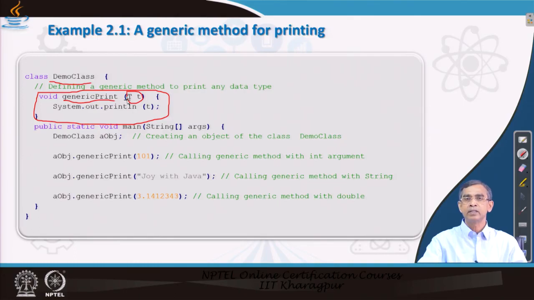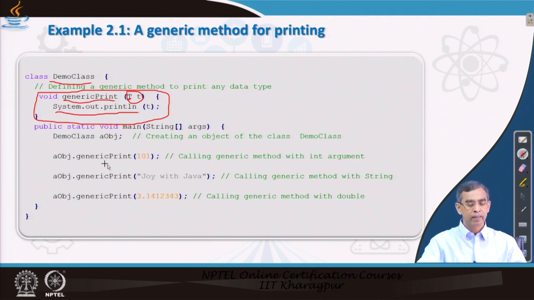Usually it is denoted by T or capital U or capital V. In this case I have mentioned capital T. Capital T indicates that it is a template, that means it is for any type. For example, it can be int, float, double, or string. And T is the type of the value declared. Then there is one simple statement, a print statement, to print the value T which will be passed to this method.